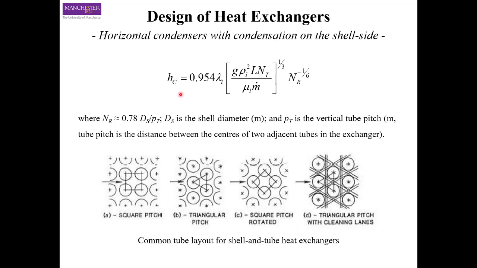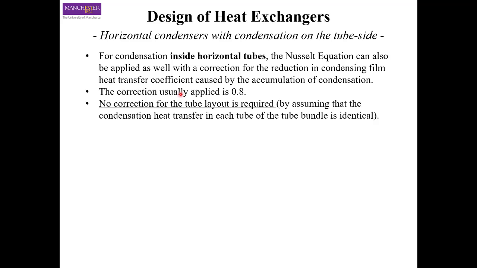Now let's look at what will happen if we have condensation inside the tubes. We can still apply the Nusselt equation that we developed in the previous slides with a small correction, because if you have condensation inside the tubes, you are going to have accumulation, and because of that accumulation you are going to reduce the heat transfer. The more condensation you have, the more you increase the thermal resistance due to conduction as well. The correction factor that we use for this case is 0.8.